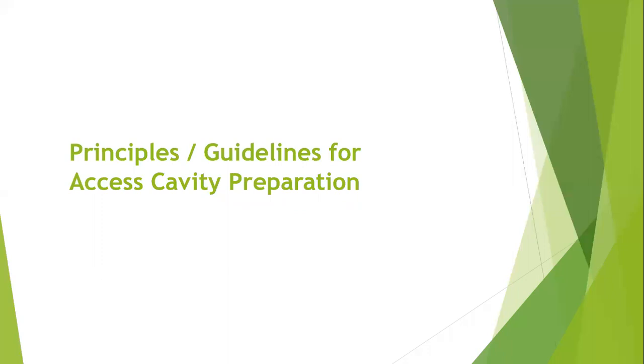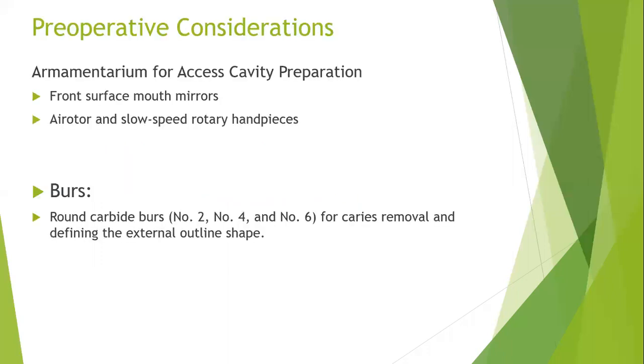Then moving on to the principles or guidelines of access cavity preparation. First, starting with pre-operative considerations. The armamentarium required for access cavity preparation are front surface mouth mirrors for better visualization, air rotor and slow speed rotary handpieces. Then the burs, the different types of burs can be used, starting with the round carbide burs, number 2, number 4, and number 6, for removal of caries and defining the external outline shape.